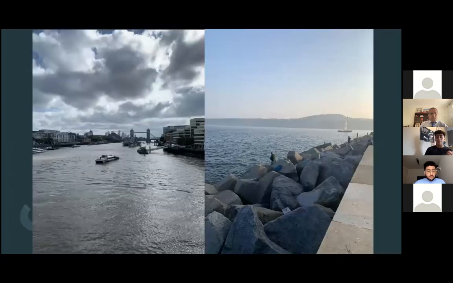So that's it for my talk. These are two of the photos I've taken. The photo on the left is outside, I think it's the Thames outside London Bridge. And the photo on the right is where I'm working, which is Scarborough. That's the North Yorkshire coast.